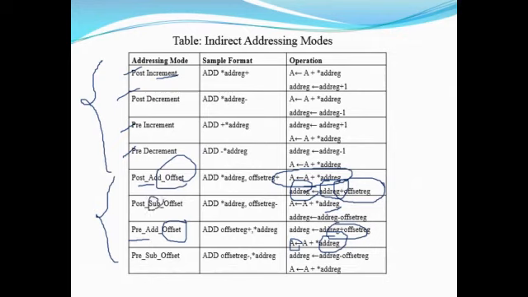Similarly with subtraction, the offset can be subtracted from the address of the register, followed by the transfer. Here we can see that the subtraction is done followed by a transfer. Here first the transfer is done followed by the subtraction. So this is regarding the indirect addressing mode.